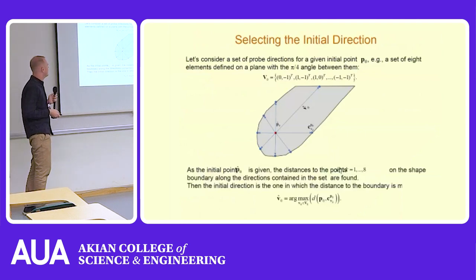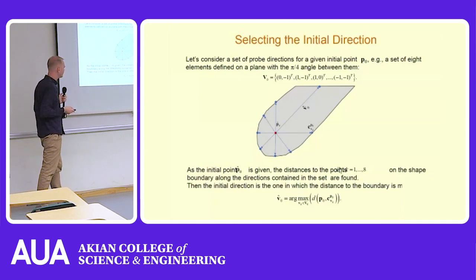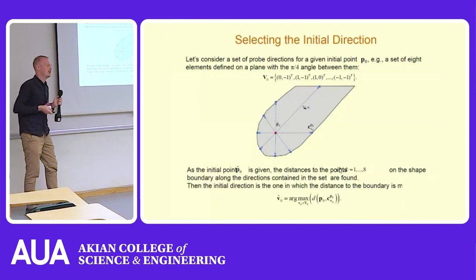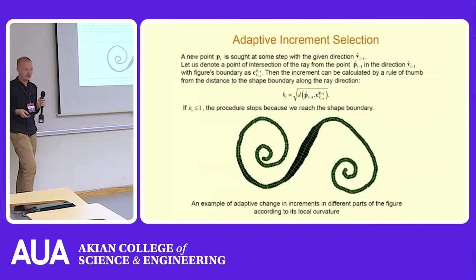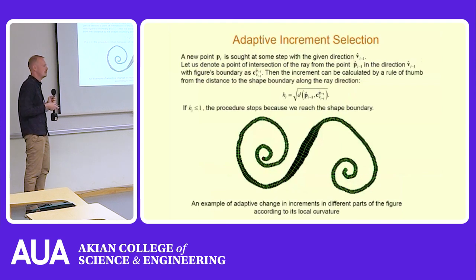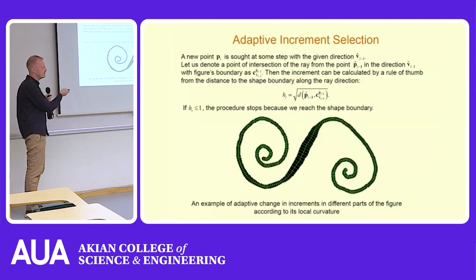And it starts by choosing one principal direction out of eight evenly distributed, and as a measure of our direction, we just estimate the length to the first point of the boundary. So when the boundary is far in this direction, the direction is considered to be better. And another parameter of our algorithm is step. It possesses the procedure for adaptive choice of step. So it's just the square root of this distance to the boundary.